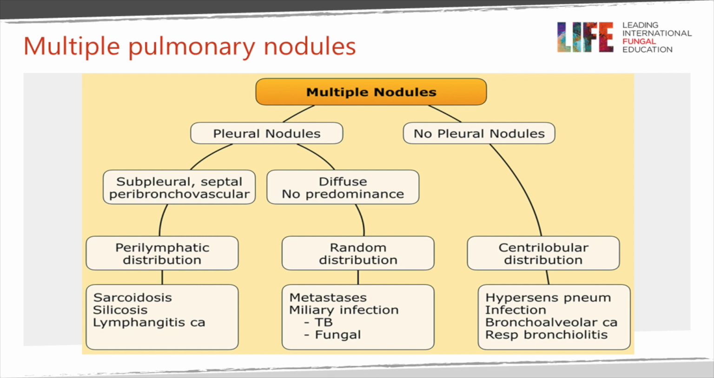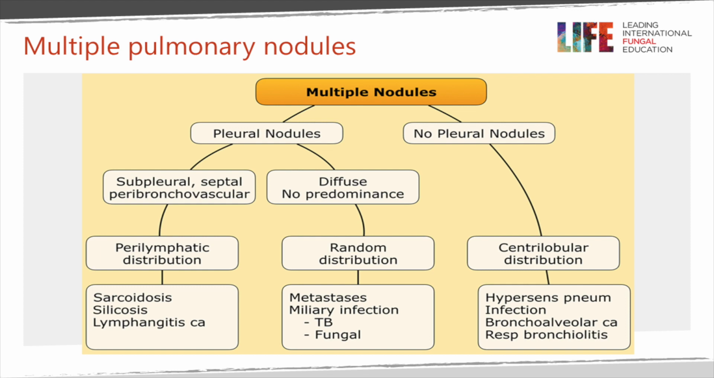The differential of multiple nodules is perhaps easiest done with whether they are located against the pleural or whether they're scattered through the lung. If there aren't any pleural nodules, typically these are centrilobular lesions, such as in hypersensitivity pneumonitis, infection, or sometimes with cancer which is spreading through the airways. So this is airway sensitive disease. The airways are the way of transmission of either the cancer or the infection.